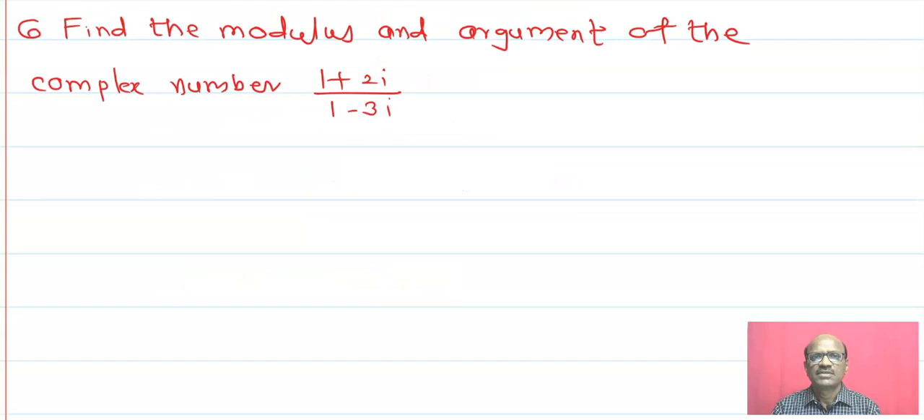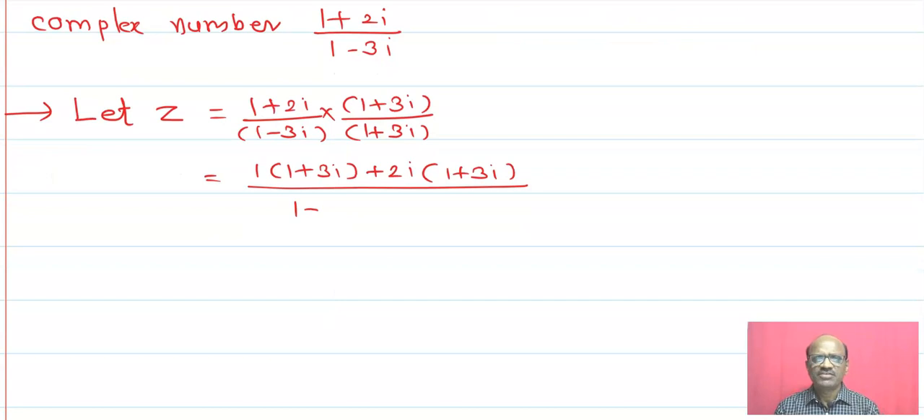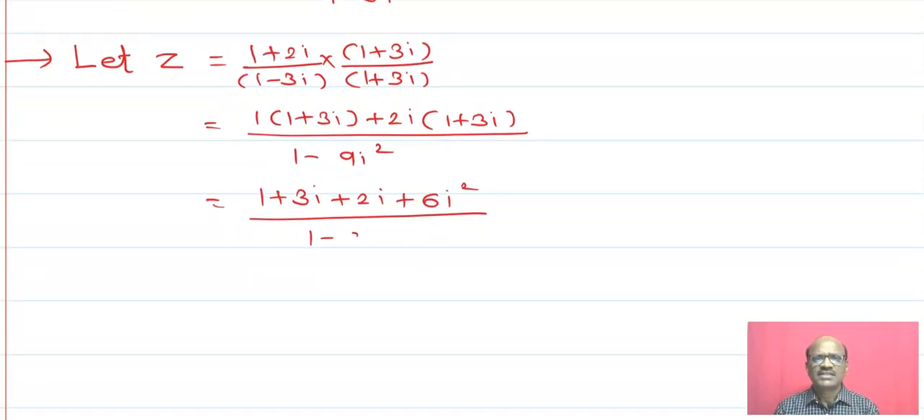And now next, find the modulus and the argument of the complex number 1 plus 2i upon 1 minus 3i. This type of example we have completed also in the previous questions. Now see this. z equals 1 plus 2i upon 1 minus 3i multiplied by its conjugate, that is 1 plus 3i, to the numerator and the denominator, and then simplify. Normal simplification is there. The denominator is 1 minus 9i square, it becomes 1 plus 9, that is 10 in the denominator.